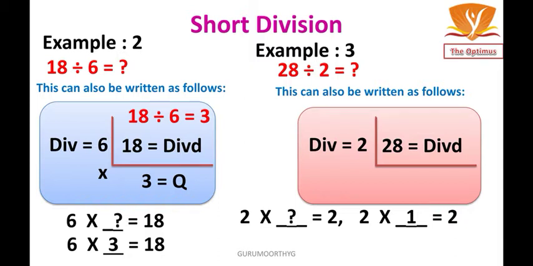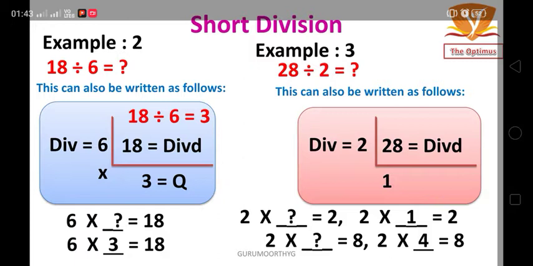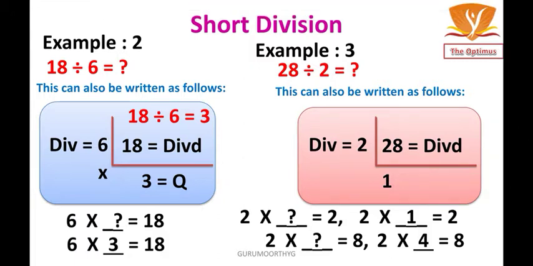I am going to write in the quotient portion 1. Next digit, that is 8. How many 2's are there in 8? Yes, 4 2's are 8. That means you are going to say 2 into dash equal to 8. Yes, 2 into 4 equal to 8. This 4 I am going to write in the quotient portion. 14 into 2 equal to 28. Therefore, the answer is 28 divided by 2 equal to 14. 14 is the quotient.